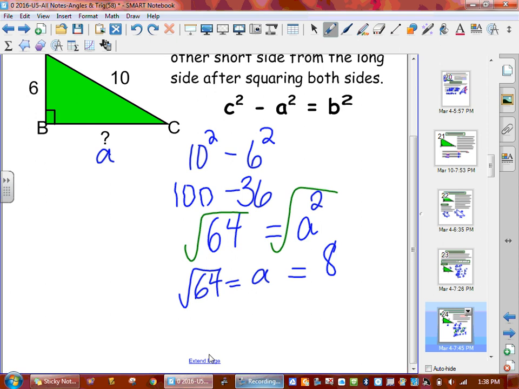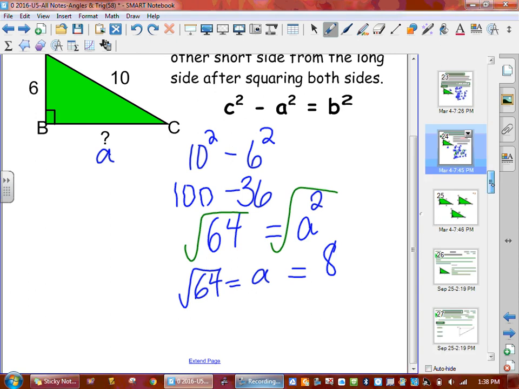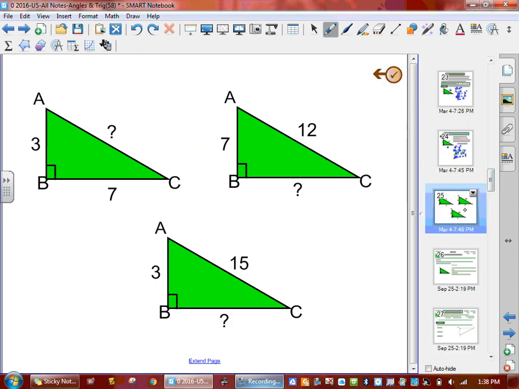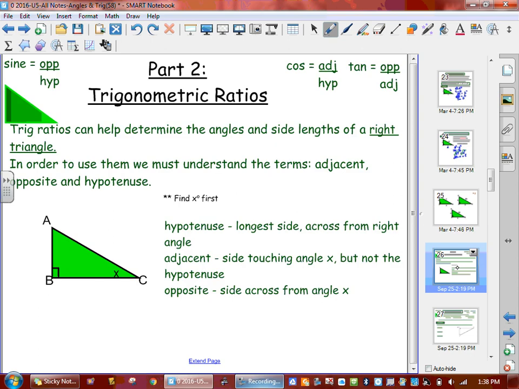All right. So we're either going to add to find the short side, or we're going to subtract from the long side to find the short side. You guys can practice those ones on your own. Let's do SOHCAHTOA. So, when we do SOHCAHTOA, we come up with the acronym this way.